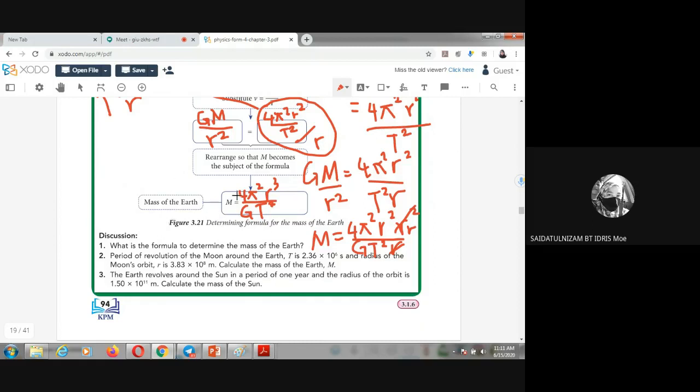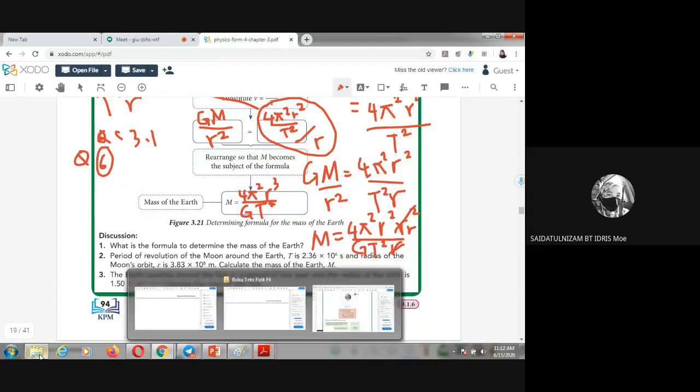So, nanti you refer kepada soalan nombor 6 dalam quick check. Quick check yang cikgu bagi tu. Quick check 3.1. Soalan number 6. Question number 6. Okay, macam mana you nak provekan question number 6 tu? Okay, tengok.